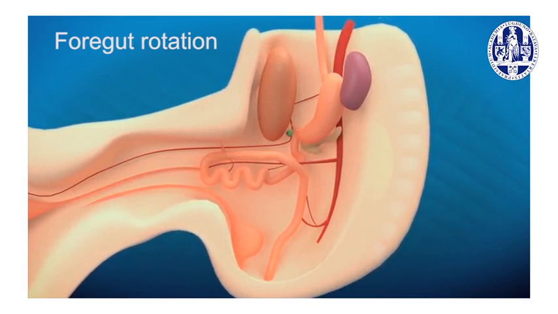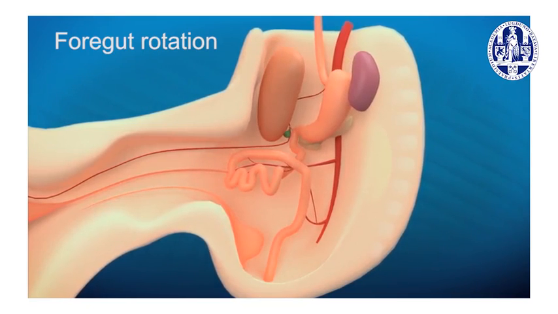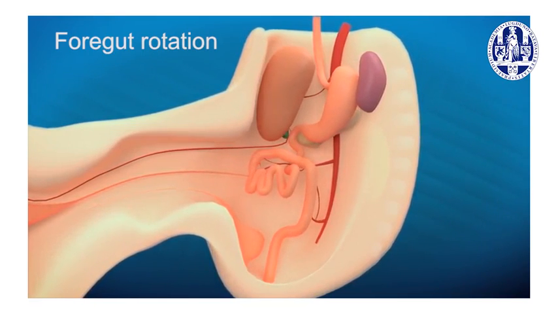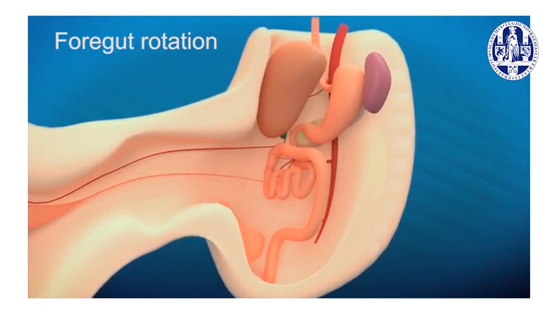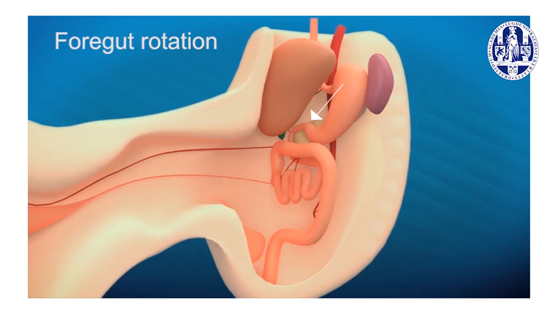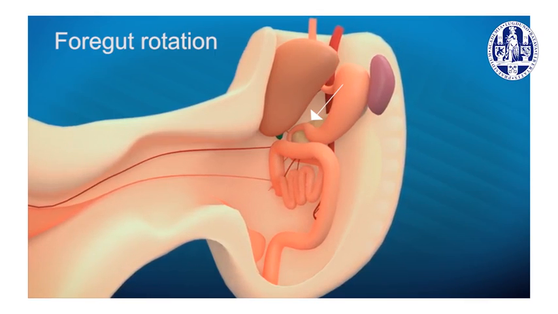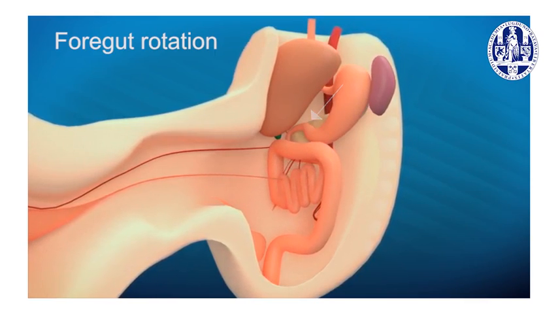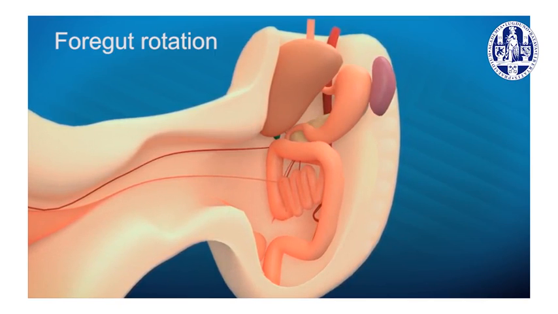Remember that at this stage, the gut also rapidly elongates. Together with the rotation, this will result in an S-like configuration of the foregut, with the future stomach bulging to the left and the future duodenum bulging to the right.